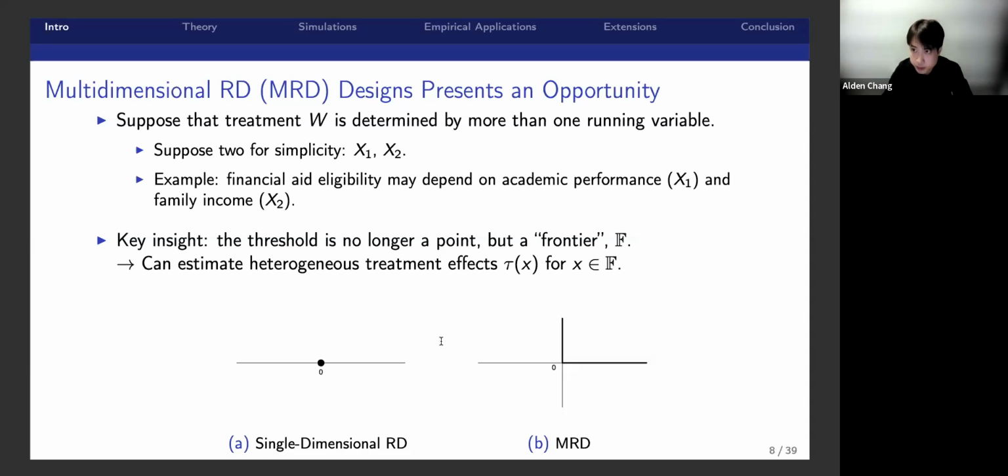A big difference from single-dimensional RD designs is that the threshold in a multi-dimensional case is no longer a point, like you see in the left figure for single-dimensional RD designs, but it is a frontier. So in the right figure, we see that the threshold is basically the positive X1 and X2 axes, the bolded parts of the axes. And because of this feature of the multi-dimensional RD design, we are actually able to estimate heterogeneous treatment effects for any points along this treatment frontier.